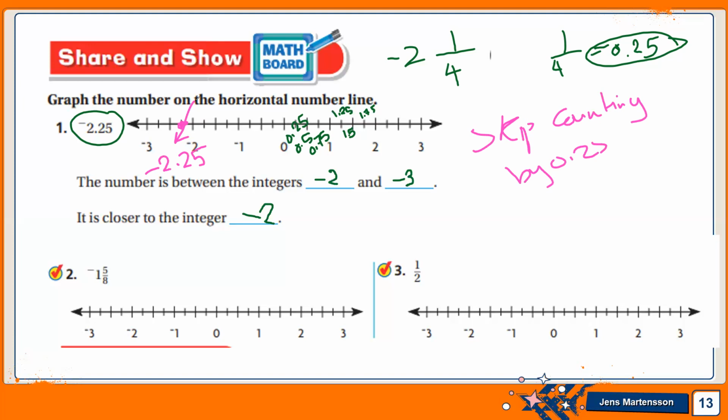Teacher, we skip count by 25? Yeah, because here it's divided by 4 dashes, according to the number line that's given. Tomorrow we will continue here. For the fractions, we will skip count by 1/4. If we have decimals, skip count by 0.25.